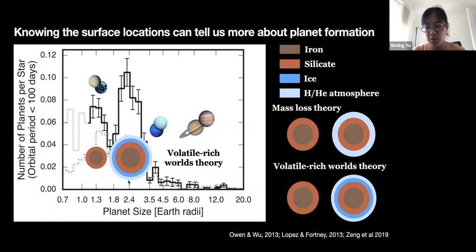So knowing the surface location can really just distinguish these two theories. If we're seeing that most of these planets tend to have surfaces, then that's probably going to indicate the volatile-rich world theory holds true. While if everything has no surface at all, then that probably proves the more popular mass law theory. So it's pretty important to do that.